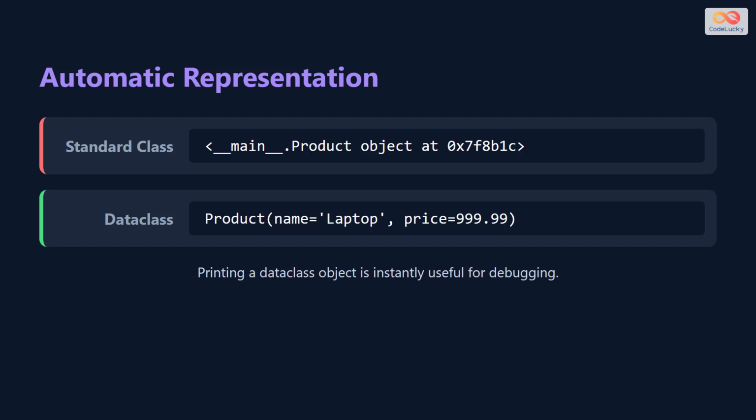Here is a comparison of the output when you print an object. With a standard class, you get a vague memory address that tells you nothing. With a data class, you get a clean, readable string showing exactly what data is stored in the object.